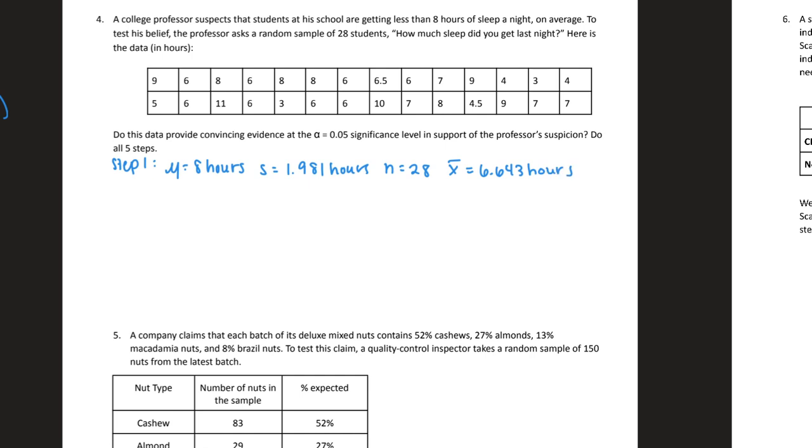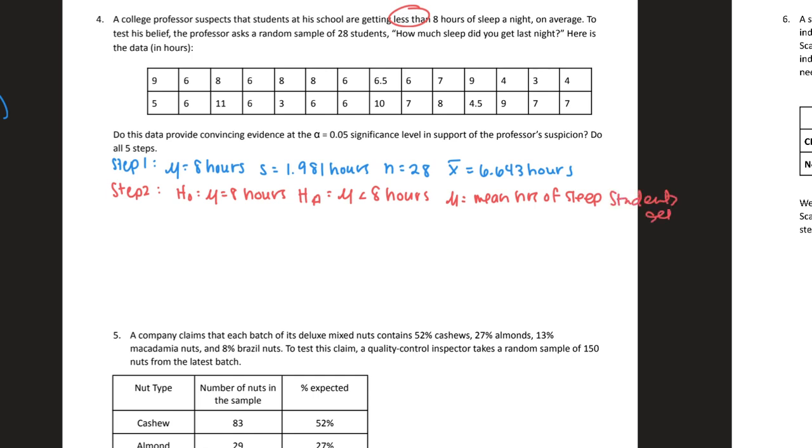All right, step 2 is the hypotheses. So H0 is going to be mu is equal to 8 hours. And then HA is going to be mu is less than 8 hours, since he suspects that they're getting less than 8 hours of sleep, where mu represents the mean hours of sleep the students get per night.